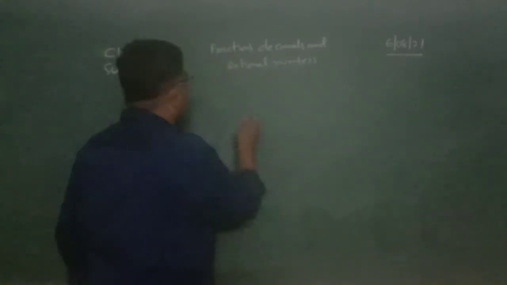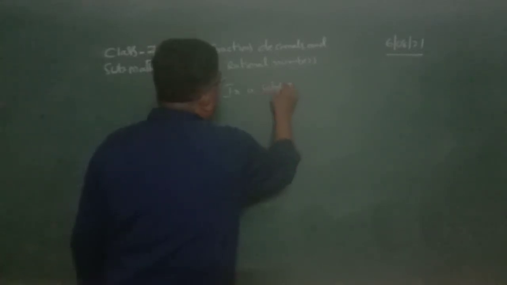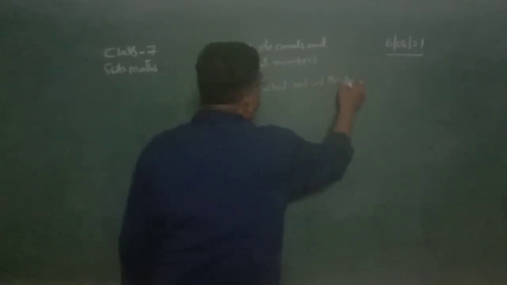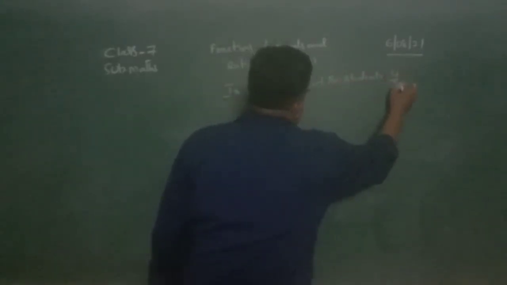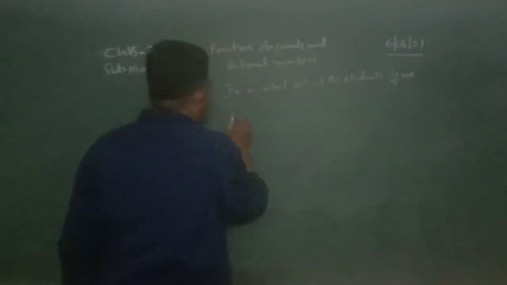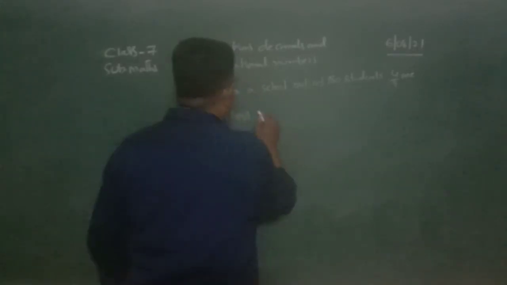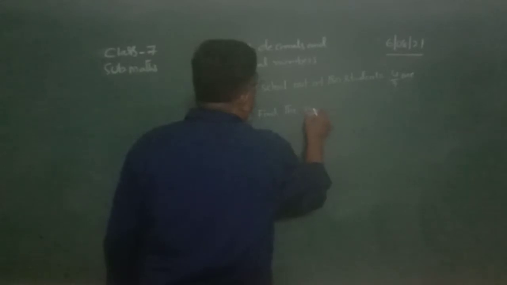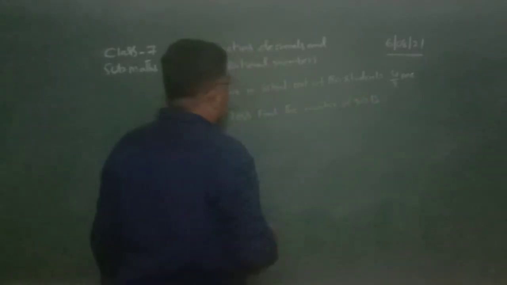In a school, out of 180 students, 4 by 9 are boys. Find the number of girls.